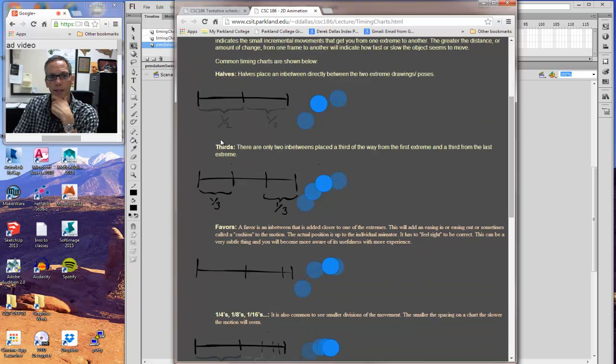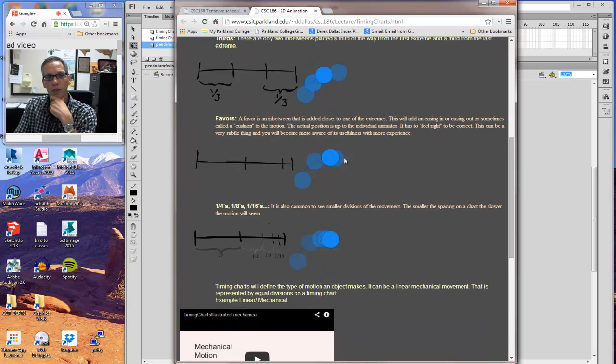You can also break things down into thirds. With thirds, there are only 2 in-betweens, placed a third of the way from the extreme, or a third from the last. So a third of the way from here is there. So you have 1, 2, 3 gaps of space. Your object is here, and the extreme is there, and then you have a third of the way and a third of the way.